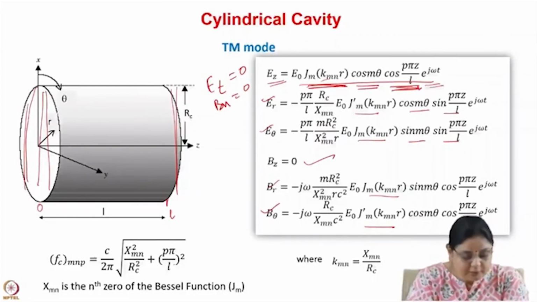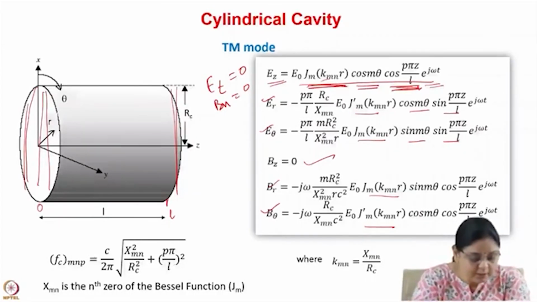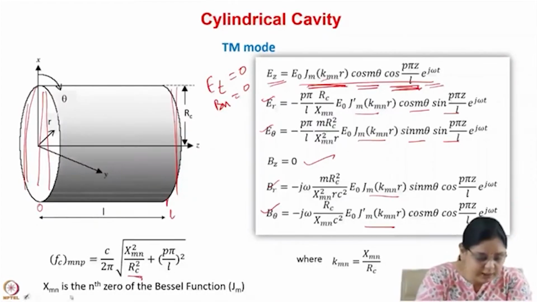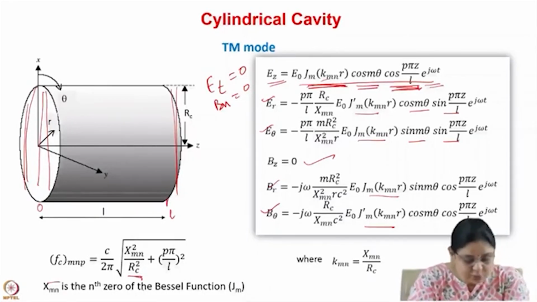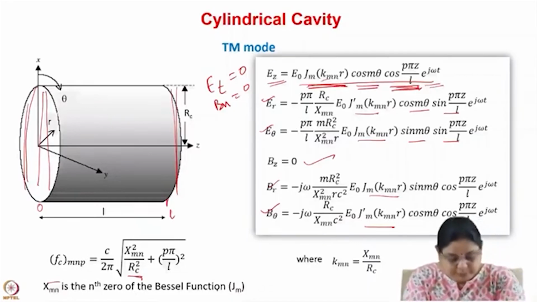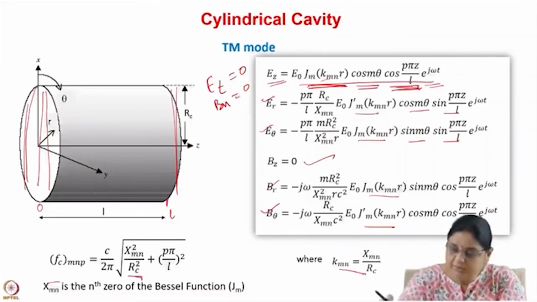You can calculate the frequency. Here the cutoff frequency, or the frequency of the mnp modes, where m, n and p are integers, is given by this formula. It is c by 2 pi times the square root of (x_mn squared by Rc squared plus (p pi by L) squared). Rc is the radius of the cavity and L is the length of the cavity. And as before, as in the case of the waveguide, x_mn is the nth zero of the Bessel function Jm. And x_mn is simply k_mn into Rc.